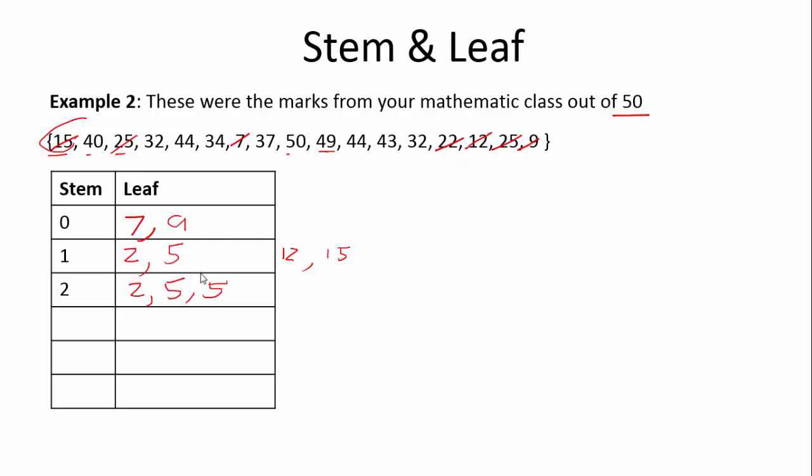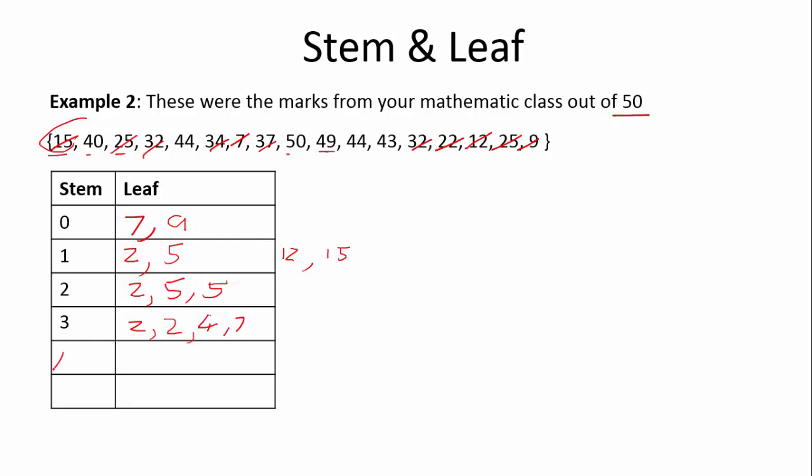Now we look at the 30s. Now for 30, there's a 32, there's a 34, there's a 37, and another 32. So we're going to have 32, 32, 34, and 37. So this is a much easier way to represent the data or organize the data.